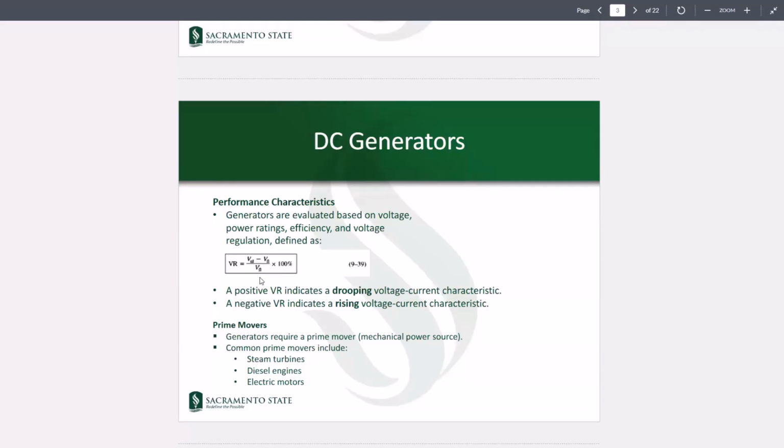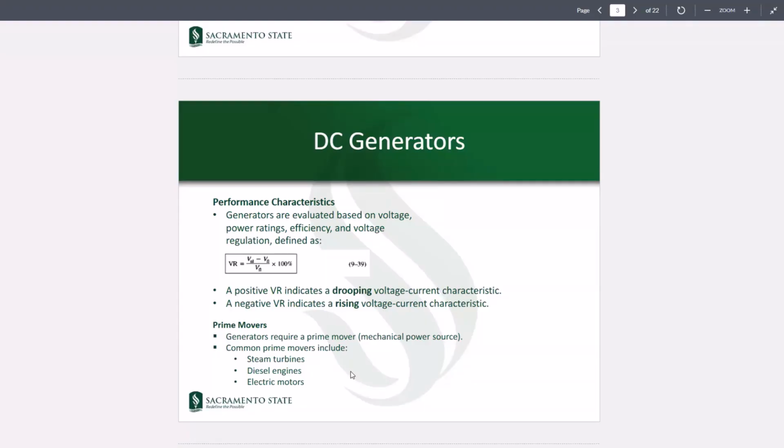A positive VR, as the formulation shows, would indicate a drooping voltage-current characteristic, and a negative VR would indicate a rising voltage-current characteristic. So in general, we don't want VR to be drooping. And if possible, we want that to be around 0. So if that's around 0 or just a few percent, that would be the ideal case.